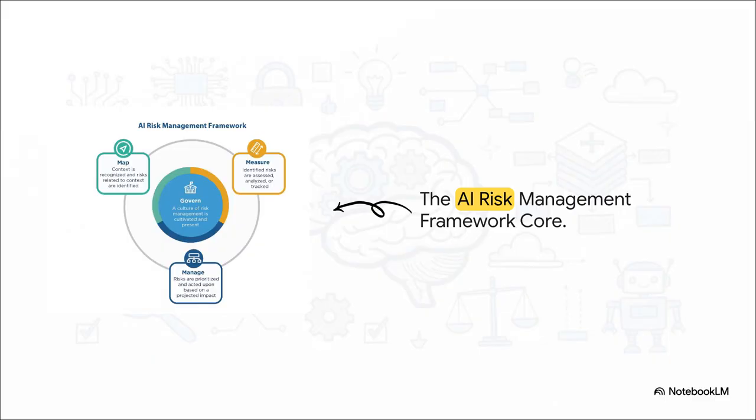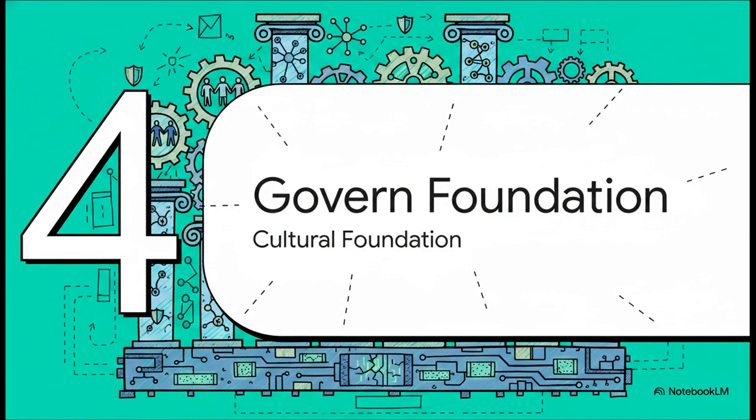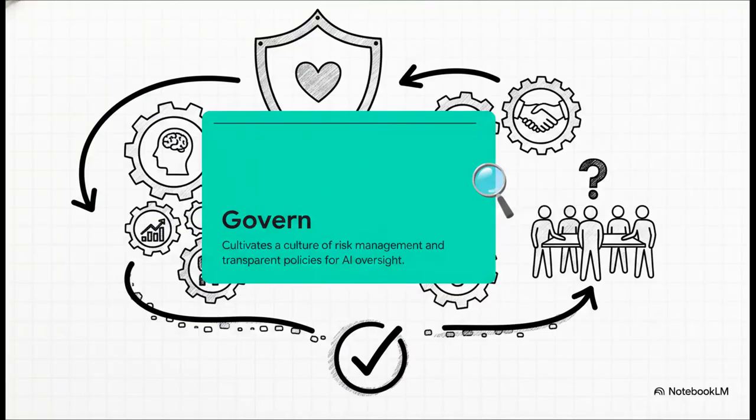At the very heart of this explainer is the AI Risk Management Framework core. It operates as a continuous, iterative loop made up of three functions: map, measure, and manage. And notice how they all constantly revolve around a central hub called govern. You don't just do this once and walk away. This is a living cycle that continues for as long as the AI system lives. Let's zoom in on that center. Section 4, govern, the cultural foundation. We literally have to start here, because without the right organizational culture, the rest of the framework completely collapses.